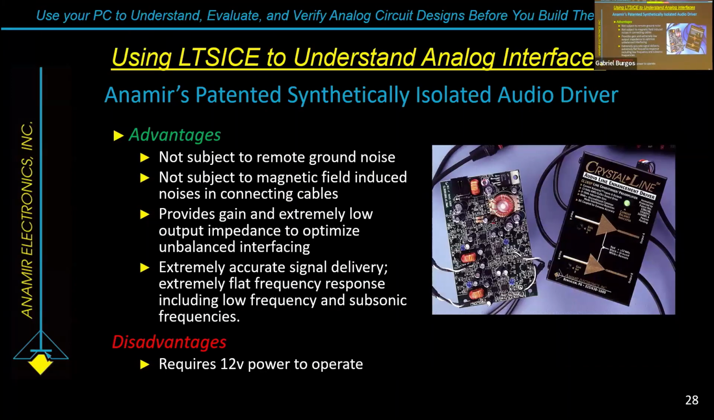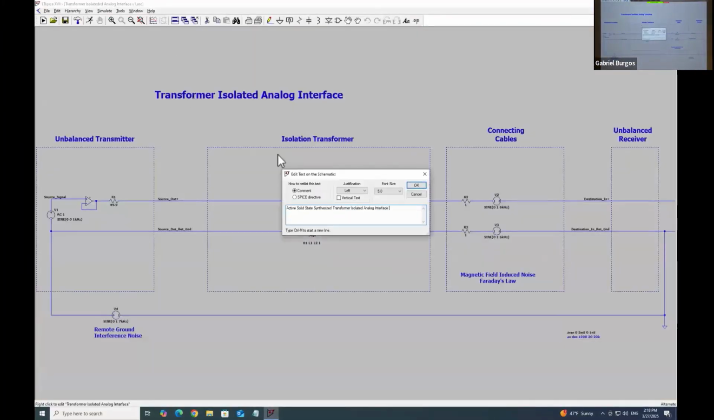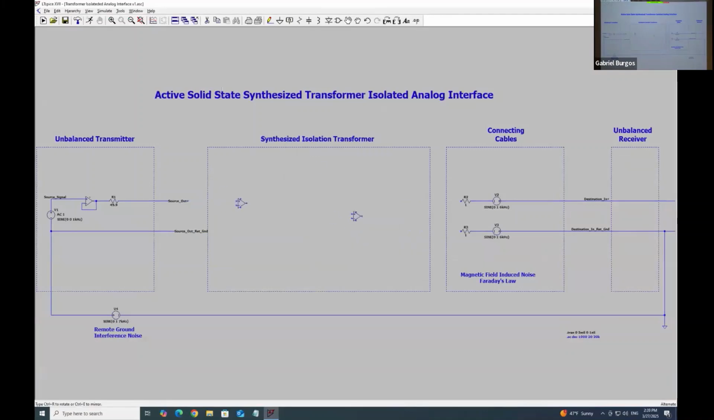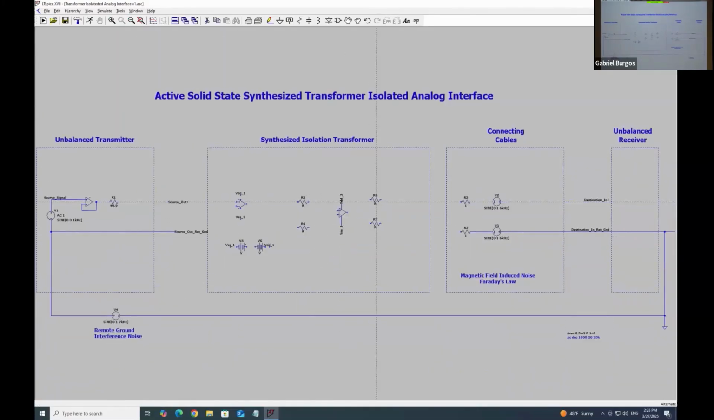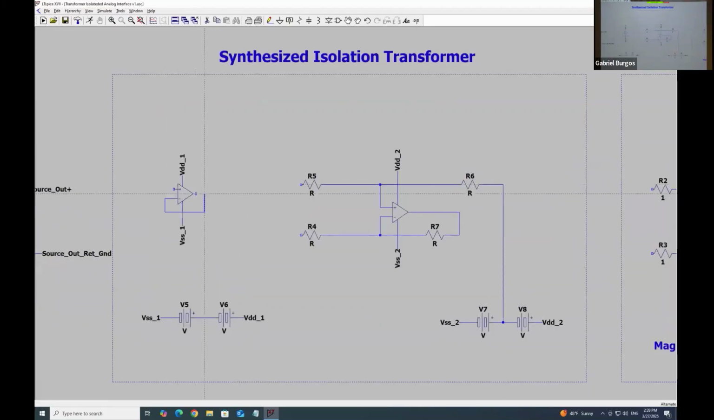Okay, so I've developed a device to help cancel noise pickup in cables, interference pickup, and I was going to show the LTSpice for that, but here's just taking the transformer interface and showing my synthesized transformer. And it's a little more complicated, but if we had time to go through this whole thing, I would.